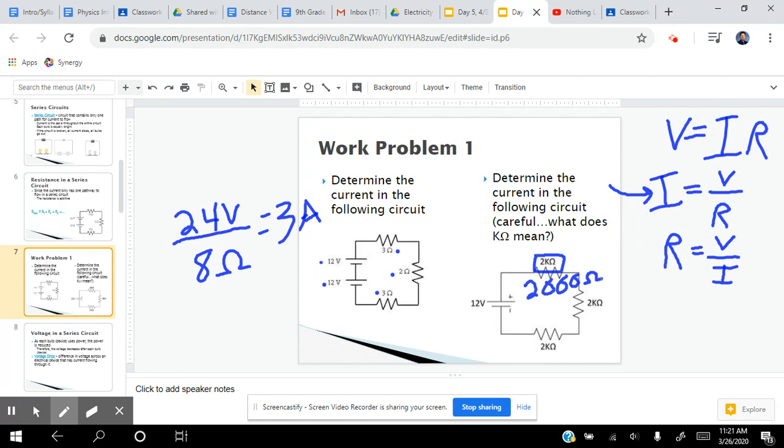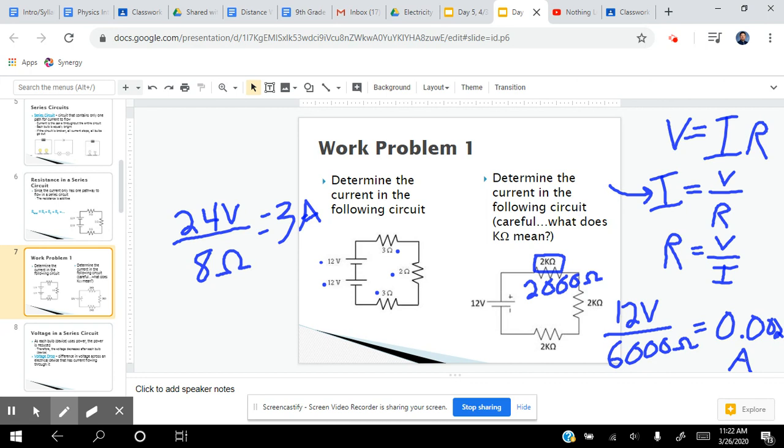So 2,000, 2,000, 2,000. So what you're actually going to have is we have 12 volts, but now we're going to divide it by not 6, but by 6,000 ohms. So you are going to get an answer of 0.002 amps. Oops, I'm sorry, I'm running out of room there. Okay, so that's how you go about solving for total current within a series circuit.